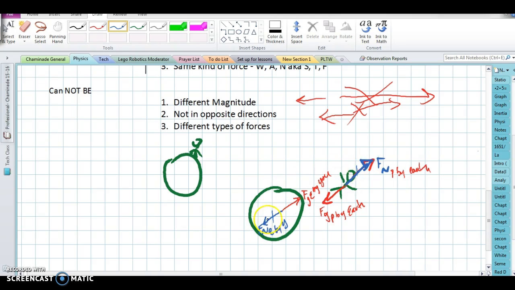So the normal forces are equal and opposite each other. The gravitational forces are equal and opposite. These in red, or those in blue, are your force pairs. Your force pair would not be the same two forces applied on one object. They're the equal and opposite forces as you see here.